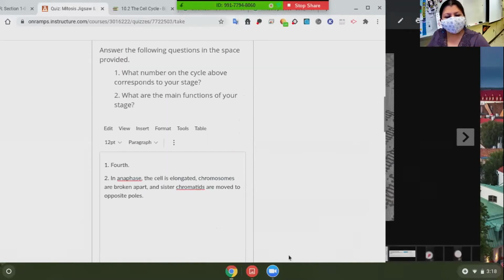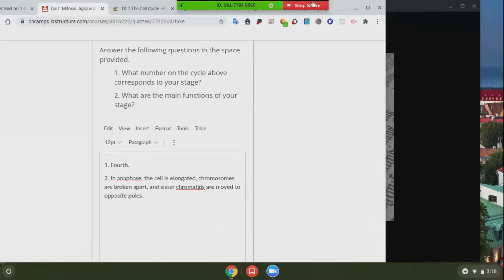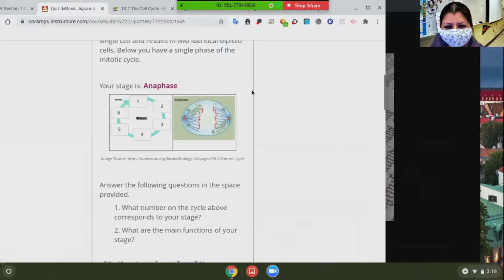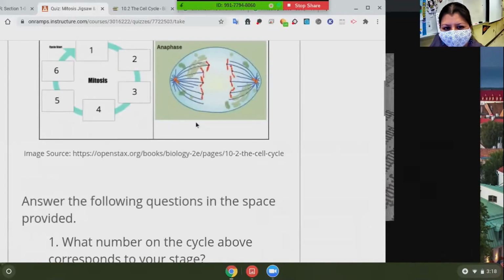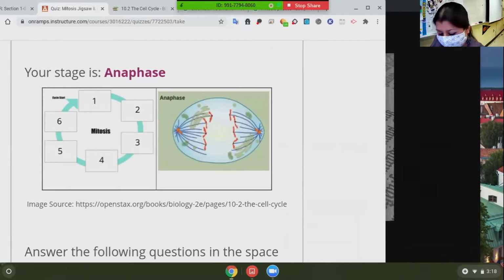Excellent. Okay, so there's one more thing. If you want to go up to that picture really quick. If we're looking at those spindles, some of those spindles are not actually attached to any chromosomes. So what is the purpose of the ones that are not attached to chromosomes?